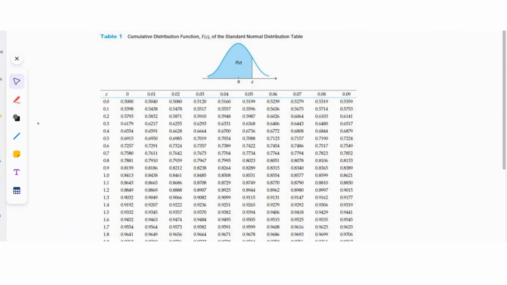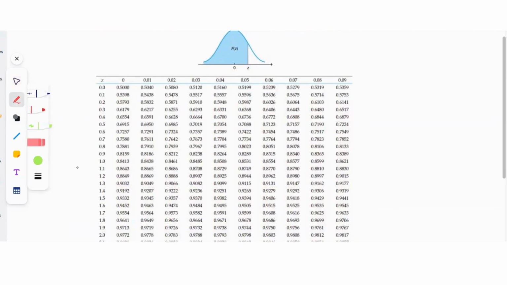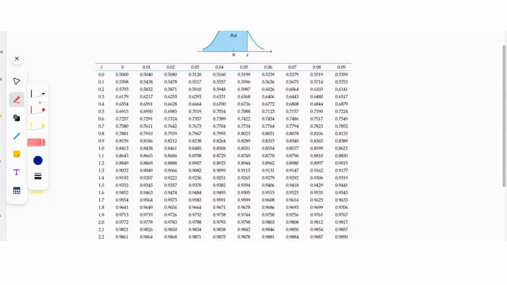So here, we know these are the Z values. Let's see how we will read it. We want the probability Z is less than or equal to 1.96. So the Z value is 1.9 here, and then in the decimal place, we want 1.96. So this is how we read it. We choose the Z value 1.9, and then we choose a decimal from here, it becomes 1.96.